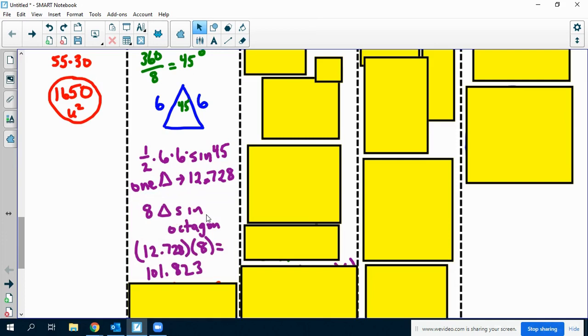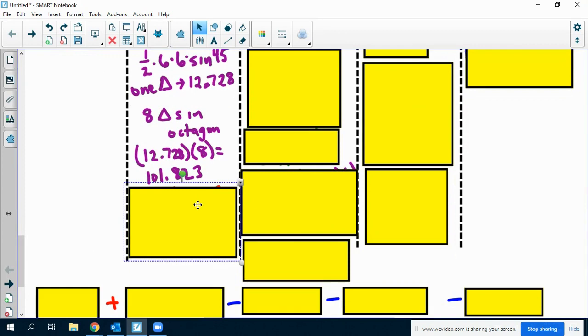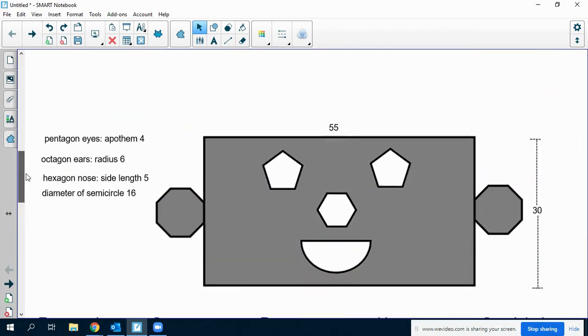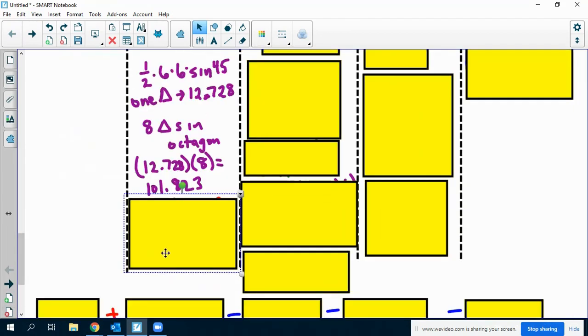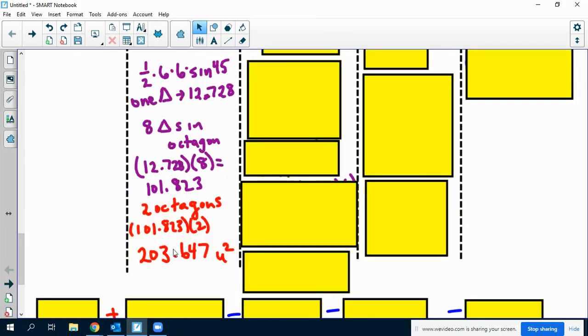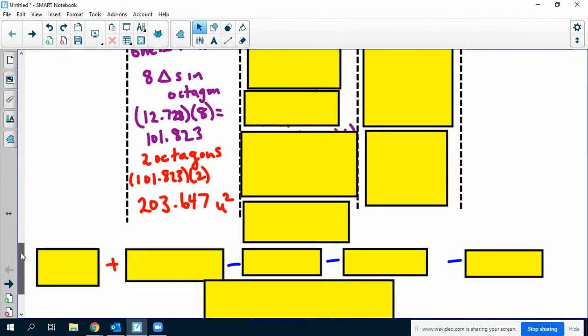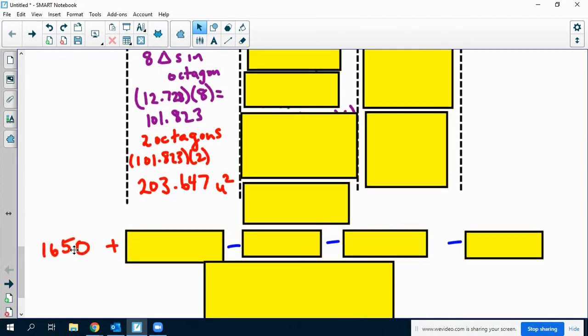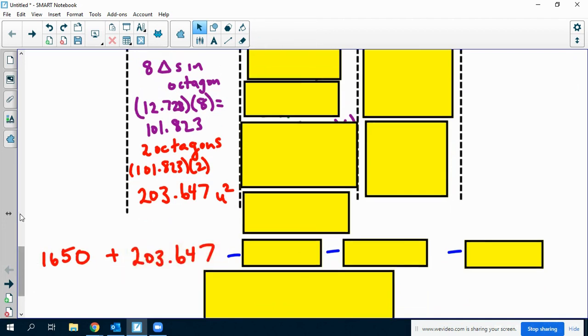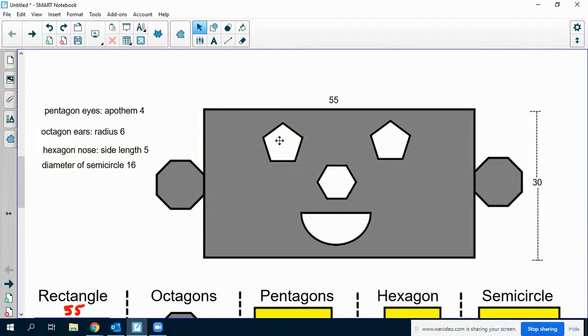There are 8 of those triangles in an octagon, so I multiply that by 8. I did this on the calculator already. I got 101.823. And then, if I look at this picture, there are 2 of these octagons, so I can't forget that. I have to multiply this by 2. I end up with 203.647. So I have the rectangle and 2 octagons. I add those. Now everything else is not part of the figure. It's not shaded, so I have to subtract it.